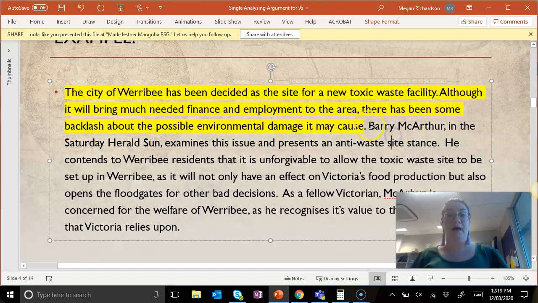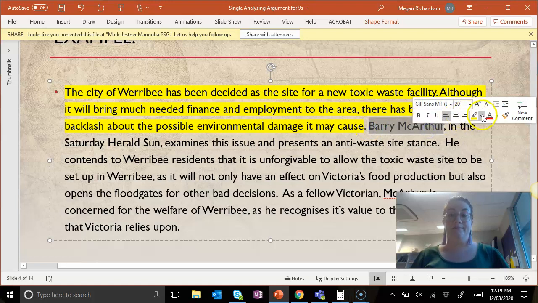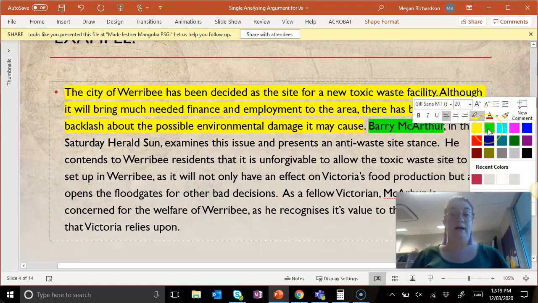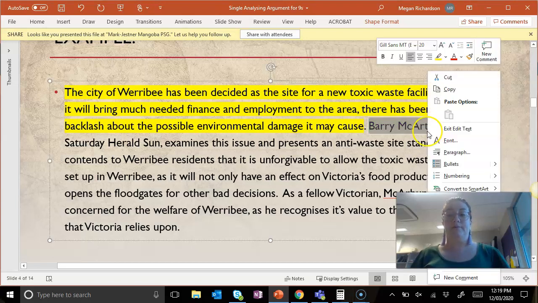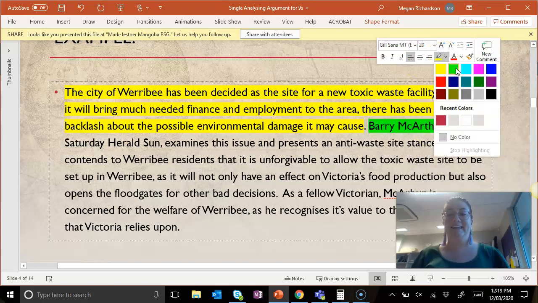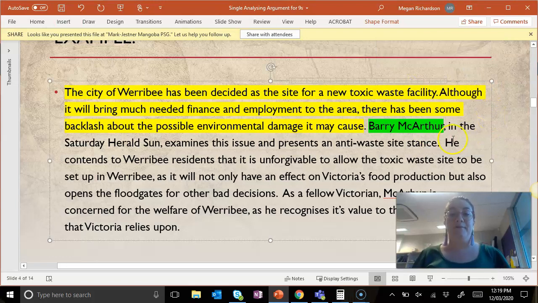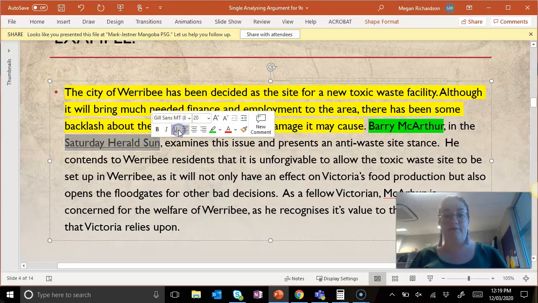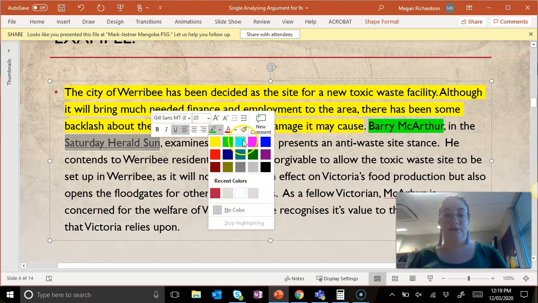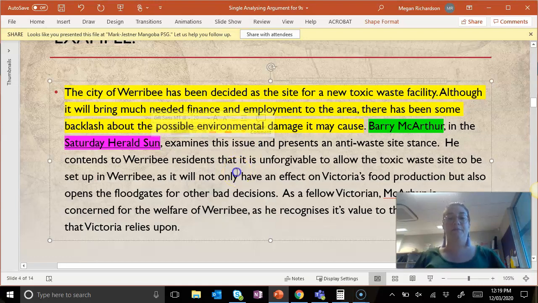Okay. Barry MacArthur, that's the author. I'm going to need a lot of highlighting colours, aren't I? There we go. Barry MacArthur in the Saturday Herald Sun. Oh, I haven't underlined it. That is the title of the publication. So I need to put that in pink.